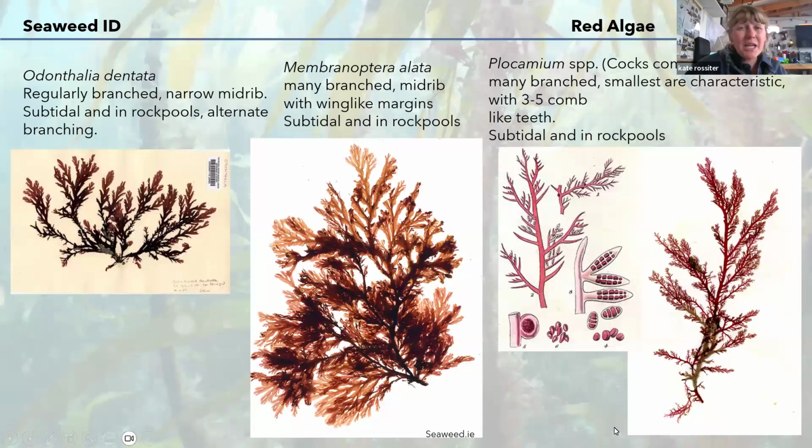And something that maybe you shouldn't be confused by, but does look like it from afar, is Membranoptera alata. The way I always think about this one is that it does look like fly wings or something like that. So the midrib is very distinct, with very small frond margins, and this can be a common epiphyte on kelp, but also found on the benthic habitat in the subtidal and in rock pool habitats.